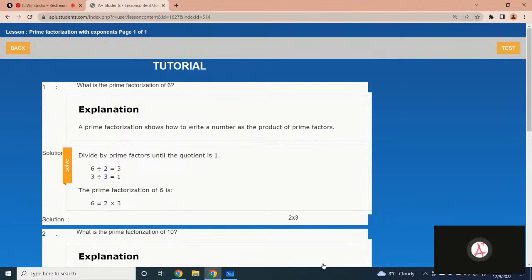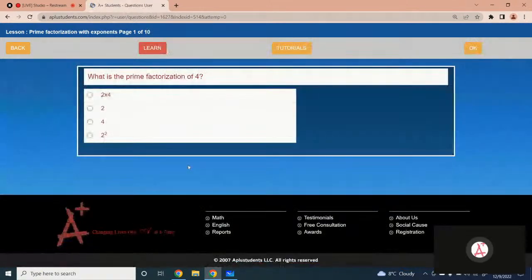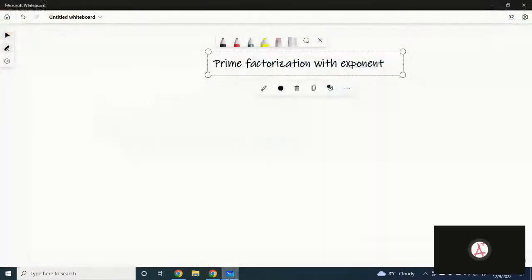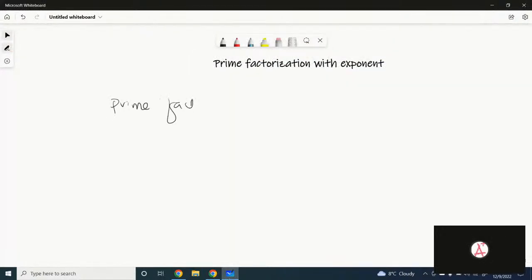So basically, a prime factorization shows how to write a number as a product of prime numbers. Got it? We have to divide by the prime factors until we have the quotient 1. Got it? Let's just start with the test question. You have to write the prime factorization of 4.